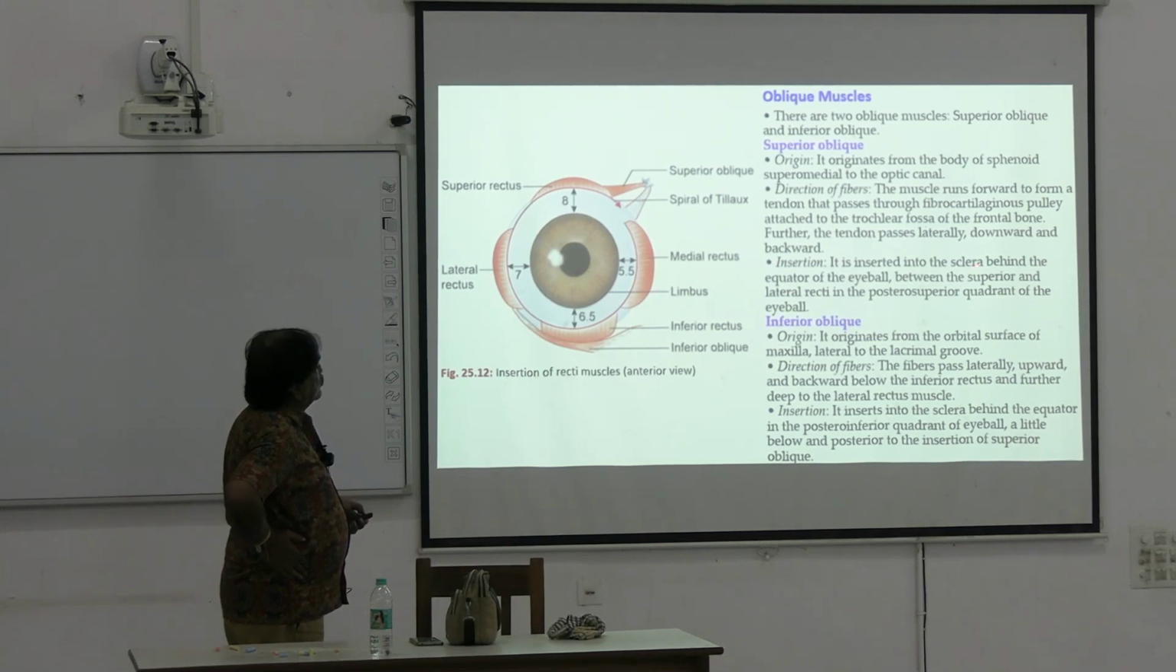Insertion: it is inserted into the sclera behind the equator of the eyeball. Here, behind the equator of the eyeball, the tendon passes laterally, down and backwards. Insertion, it is inserted in the sclera behind the equator of the eyeball between the superior and lateral recti, in the posterior superior quadrant of the eyeball.